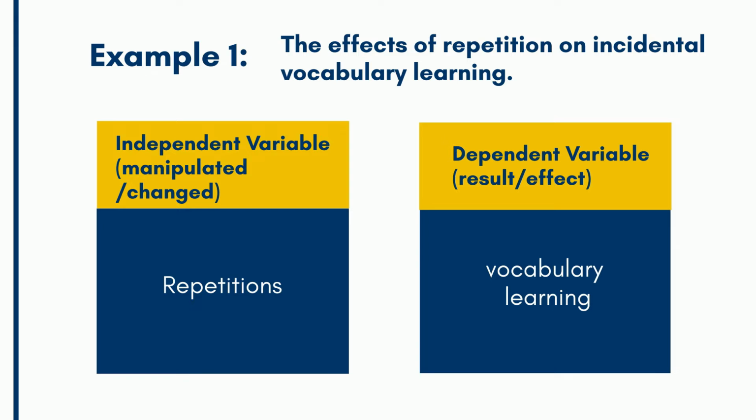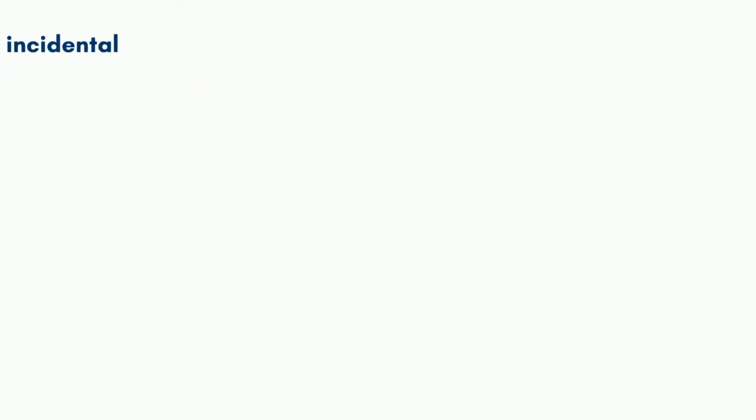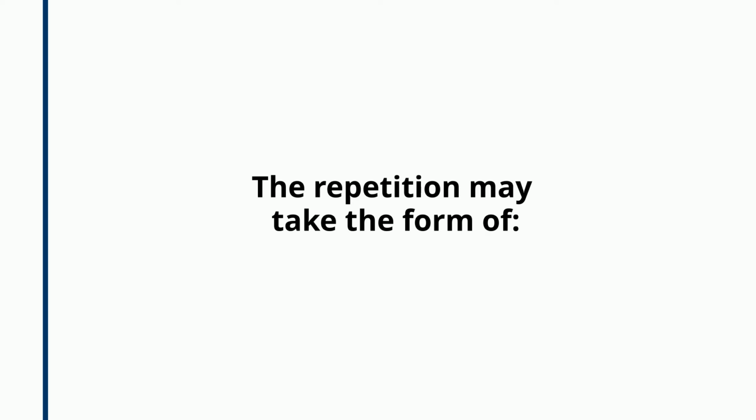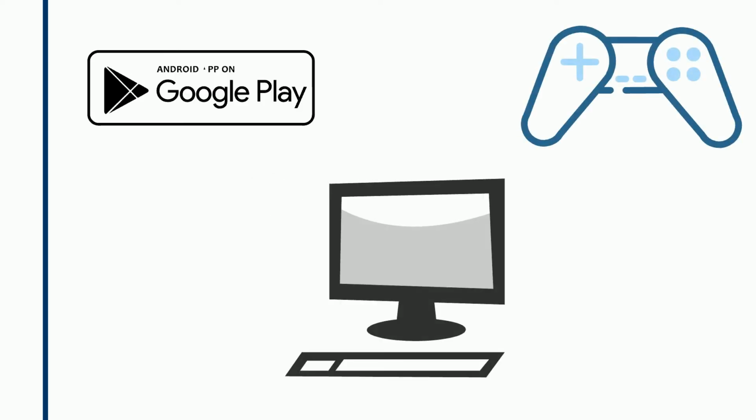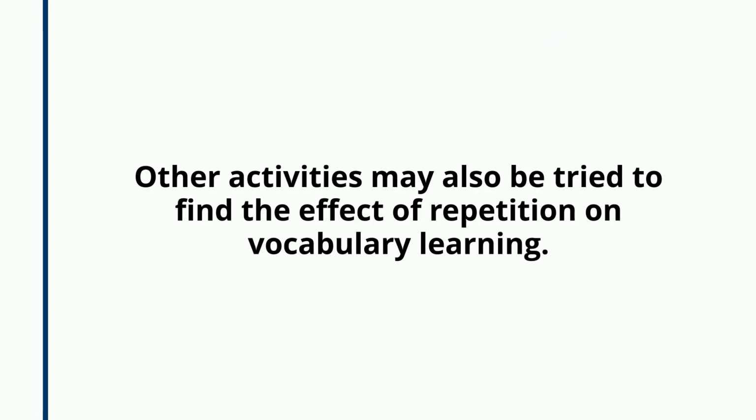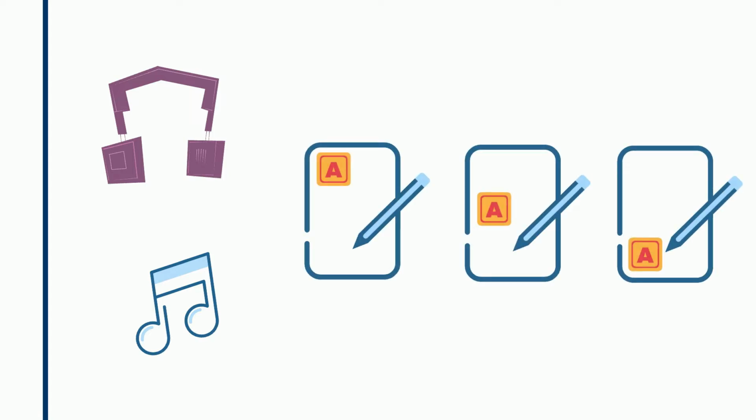In this kind of study, it is argued that the more a learner encounters a word, the more likely the word will be acquired. The repetition may take the form of digital gaming. The game may draw the learner's attention to new words. Other activities may also be tried to find the effect of repetition on vocabulary learning. This includes listening to songs and exposure to the same word in many different contexts.